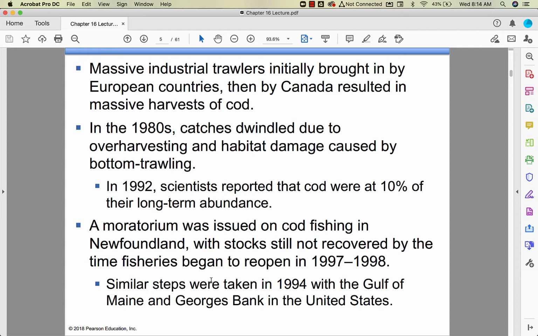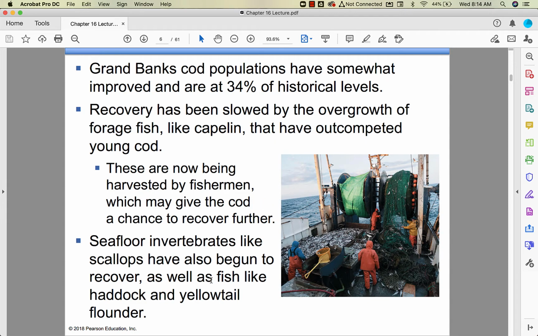So they stopped fishing in Newfoundland off the Grand Banks. In Canada, they stopped in 1992, and then they did something similar in 1994 in the United States, and they still haven't come back very well at all. They're at about 34% of historic levels, which is okay, but it is not working well. The restoration is not happening well.